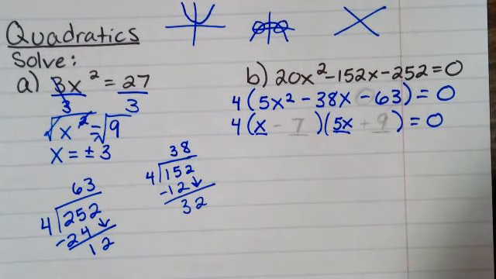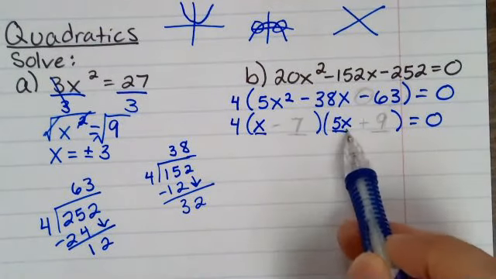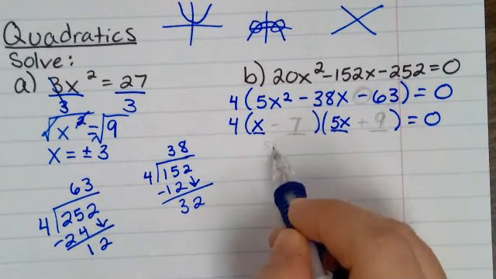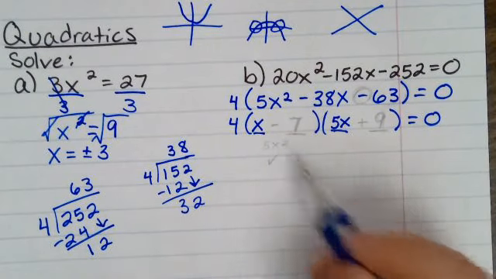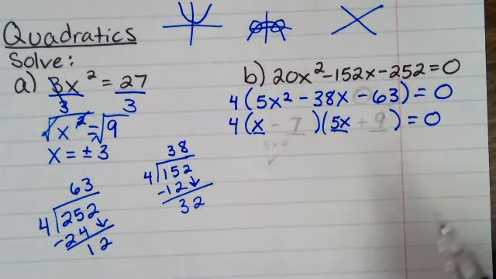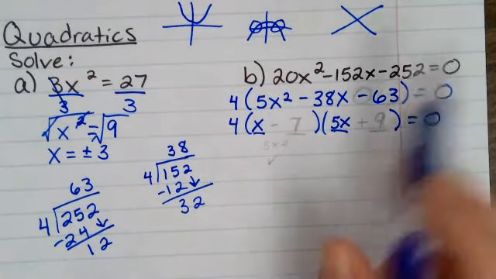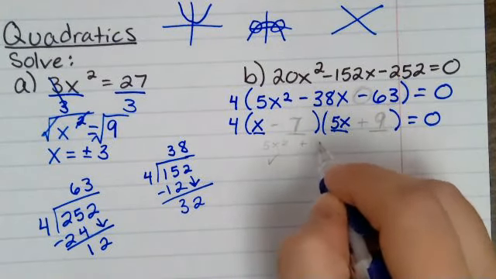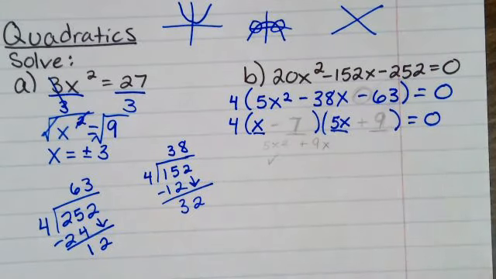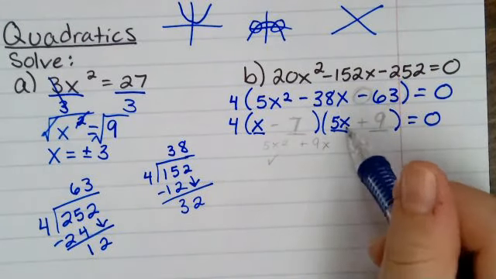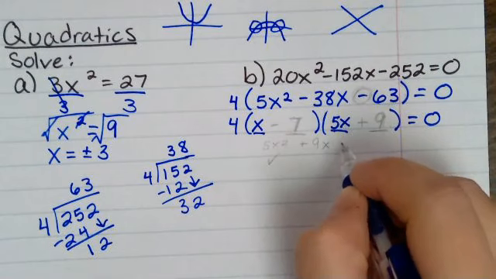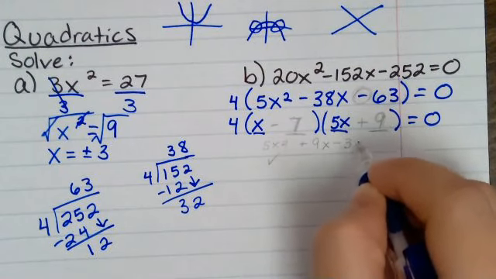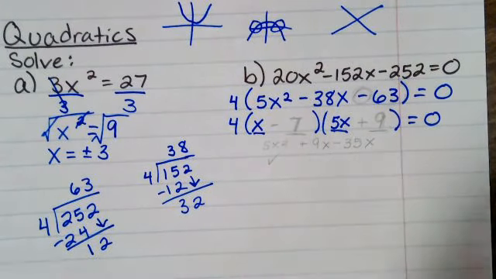So think about what happens if you FOIL this back out. X times 5x does in fact give you 5x squared. Check. We want that. Fantastic. The next thing is outside times outside. That would give me 9x. And then we do inside times inside. Negative 7 times 5x is a negative 35x.